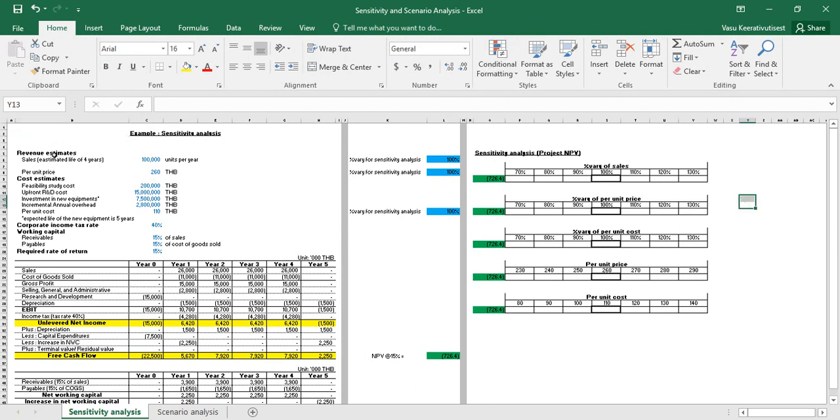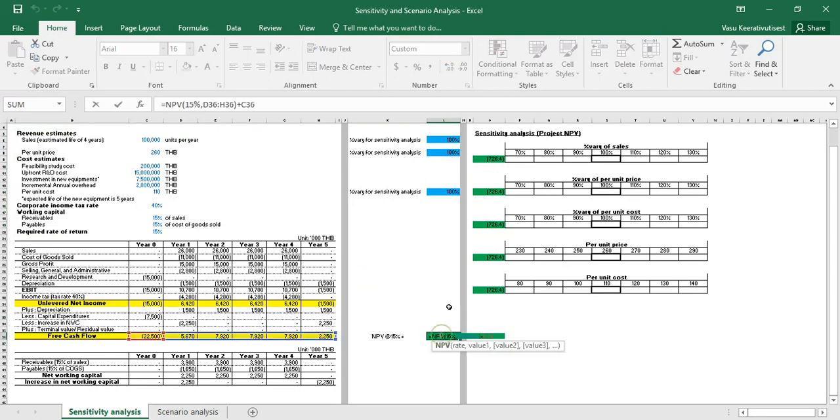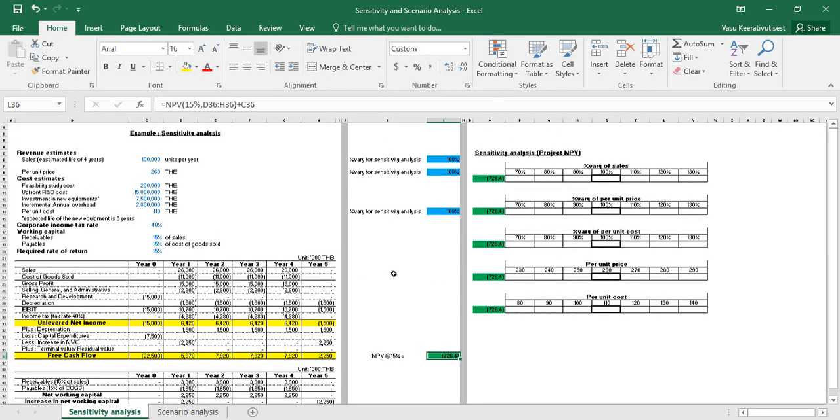We have our project like this, and here we have already calculated the NPV. You can see that right now the NPV is negative. So we're going to look at how we can use sensitivity analysis to vary those assumptions and look at the effect on the NPV of the project.